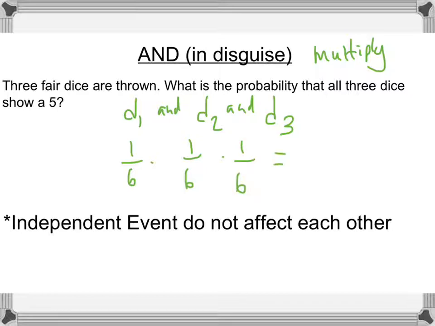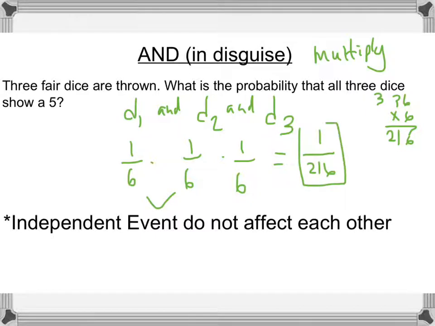So when we multiply this all together, this would be one outcome out of, okay, so 6 times 6 is 36. 36 times 6 is 216. Okay? And that's our answer. It's 1 out of 216. It's a pretty small chance of all getting 5.